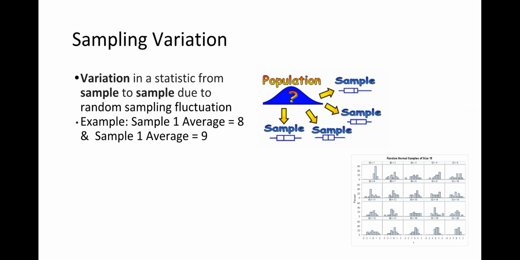Another very important concept of terminology is sampling variation. Sampling variation. Sampling variation is variation in a statistic from sample to sample due to random sampling fluctuation, right? Okay, let's talk about this.